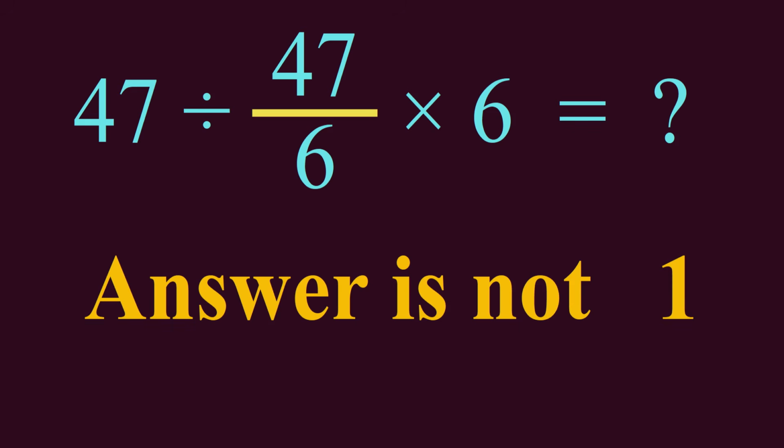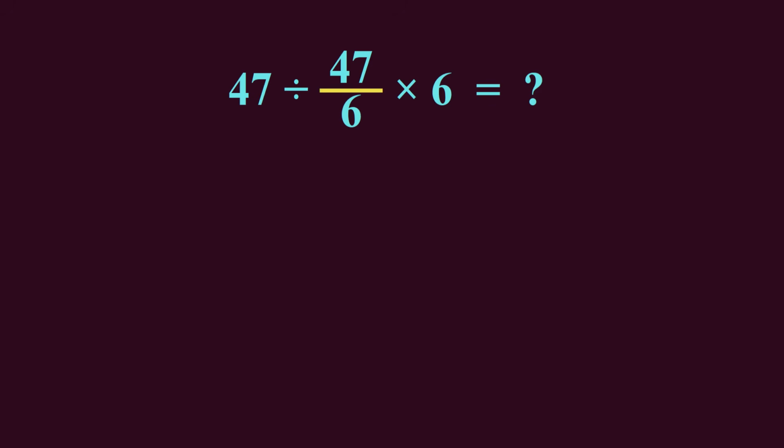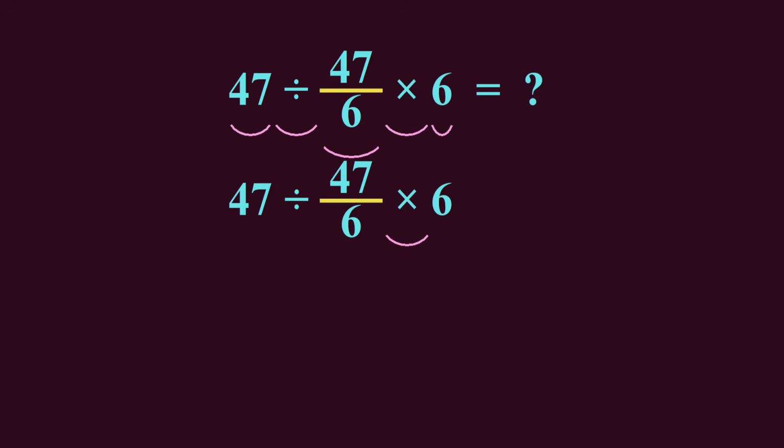In this upload today, our goal is to determine the numerical value of this statement: 47 divided by 47 over 6, then times 6. First we do this multiplication, 47 over 6 times 6. We can easily cancel this 6 and this 6. So here we have this 47 only, and 47 divided by 47 equals 1.